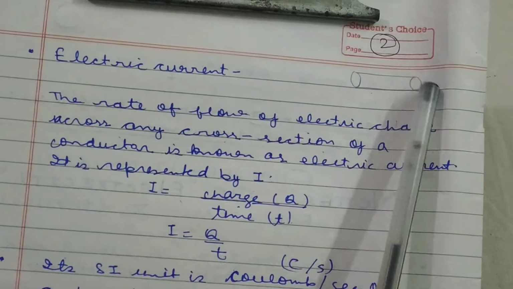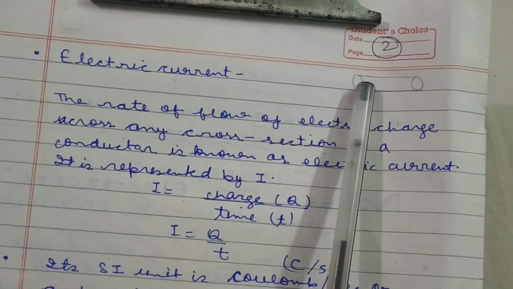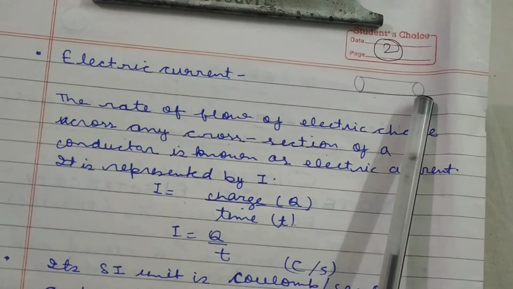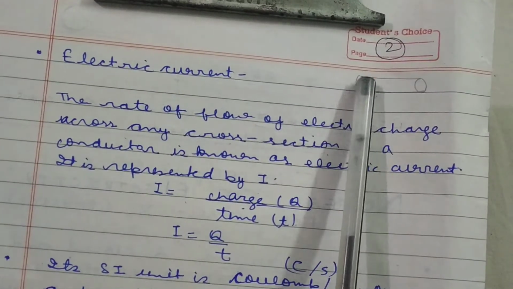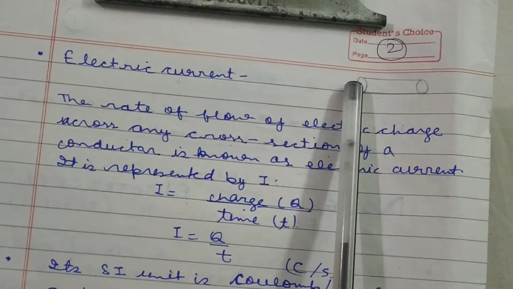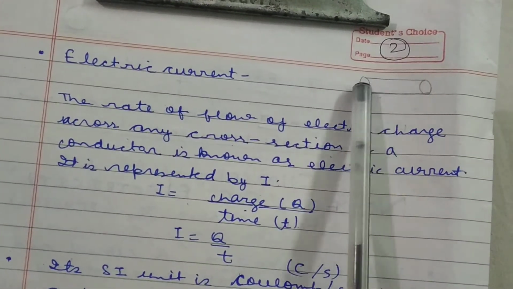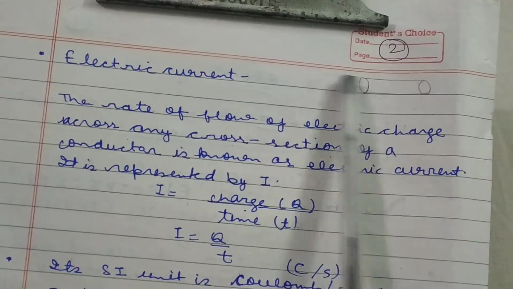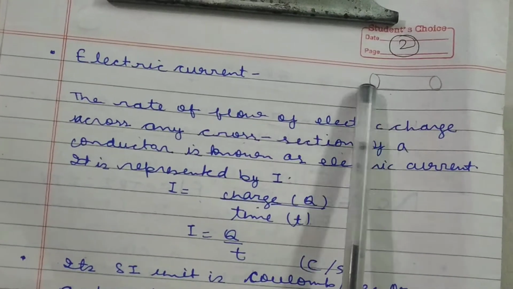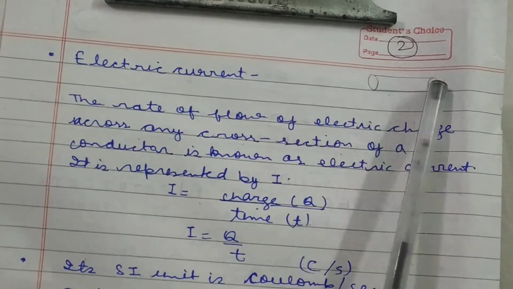Suppose this is a conductor, and what is the cross-sectional part? The cross-sectional part is simply the part which is perpendicular to the length of the conductor. Like in this cross-sectional part, there is a circular frame. If you put all these circle frames one behind the other, you can form a conductor. So the cross-sectional part is the part perpendicular to its length.